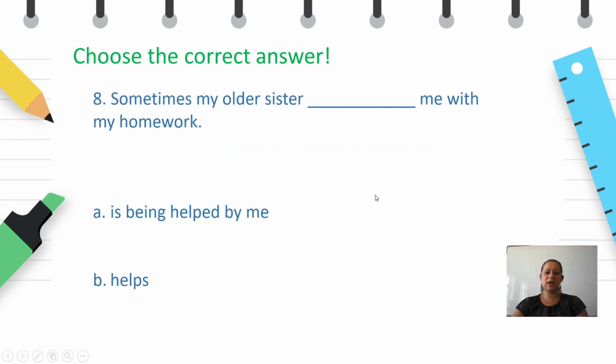All right, number 8. Sometimes my older sister me with my homework. So do we say sometimes my older sister is being helped by me with my homework? Or sometimes my older sister helps me with my homework? It's an active sentence, that's right. So the proper form would be helps.